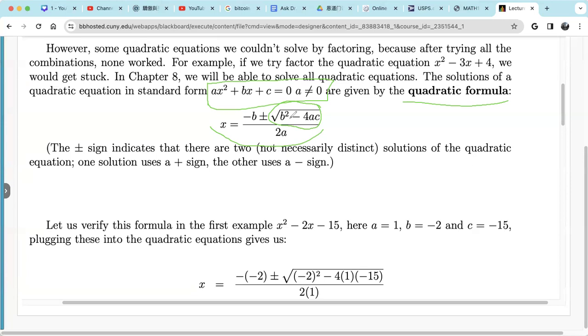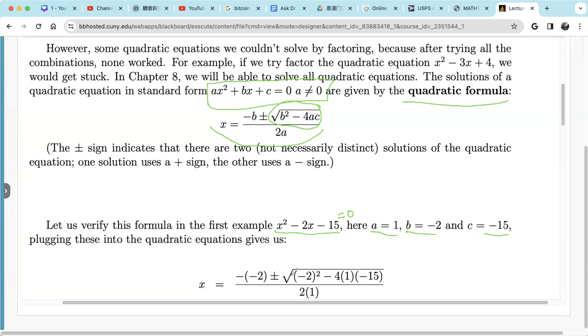Let's see this one. I think this is missing equals 0. This has to be equal to 0, otherwise it's not an equation. So in this example, we have x squared minus 2x minus 15 equals 0. Let's figure out a, b, c. A is the number before x squared, by default that's 1. B is the number before x, which is -2. C is the number itself, which is -15. So we just plug into the quadratic formula.